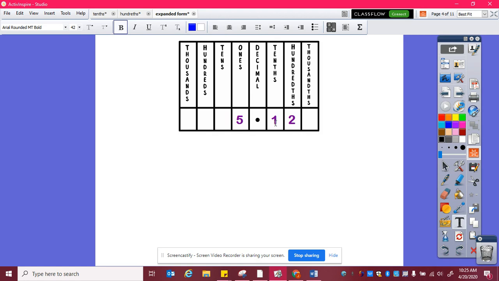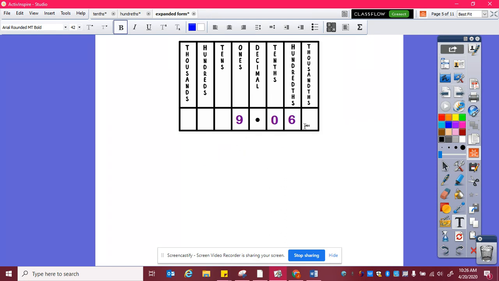Here I have 5 and 12 hundredths. To represent that in expanded form, I need to do 5 plus my 1/10 plus my 2 hundredths. The 5 and 12 hundredths in expanded form is 5 plus 1/10 plus 2 hundredths.